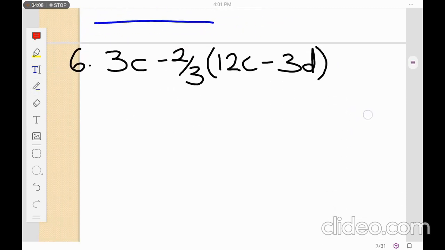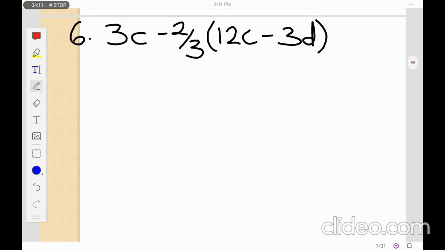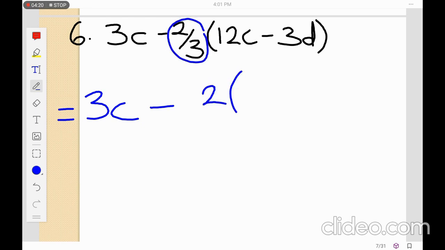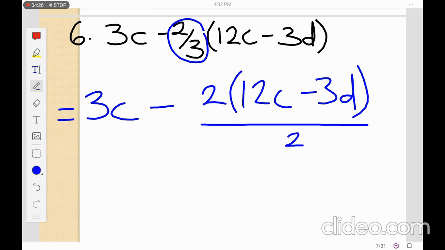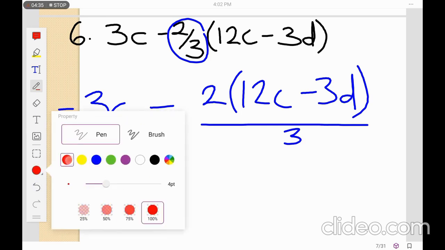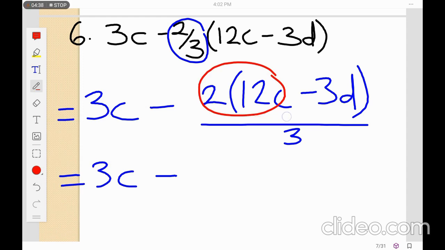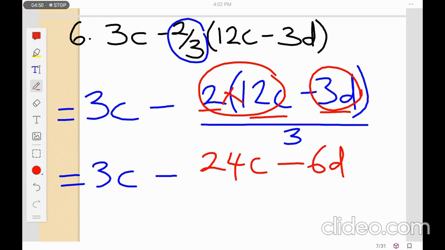Let's do another question. Okay, this one is almost similar to the one that we did previously. So I'll write 3c minus, this one I want to simplify it. I'll write 2 multiplying 12c minus 3d there. Then the 3 I'm going to divide like that. I have 3c minus, I'm going to multiply 2 inside there with each and every element, such that I'll have 2 times 12c, I get 24c. Then 2 times minus 3d there, I get minus 6d. Okay, this is all over 3.